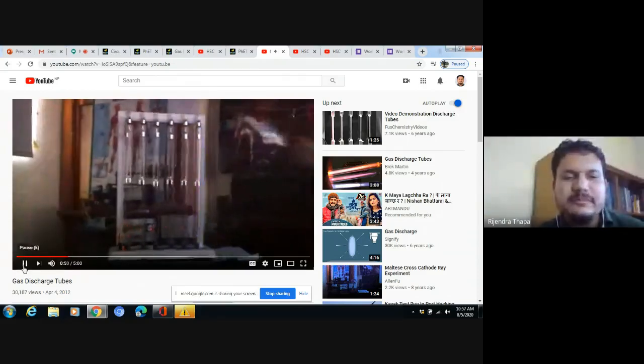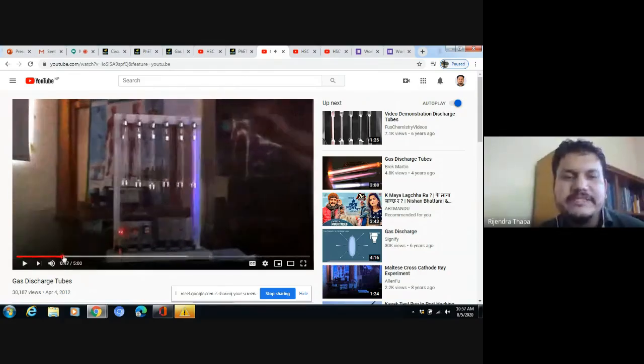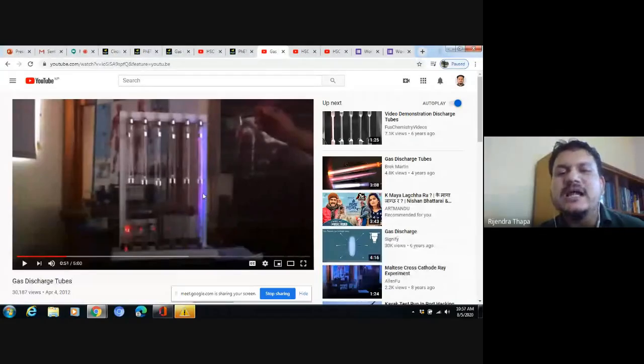That phenomenon was at a pressure of 10 mm of Hg, and when a potential difference of 10,000 volt to 15,000 volt is applied between these two electrodes, the phenomenon that we observe is that these ionized gas molecules will start conducting, or will start allowing the charge carriers to move through it. So what are the charge carriers here?